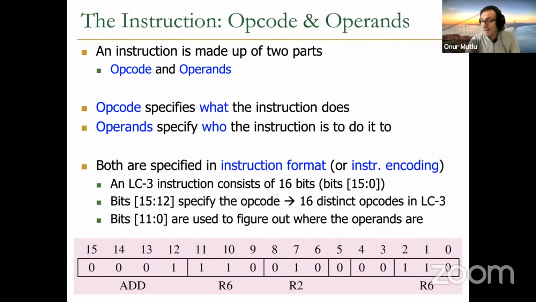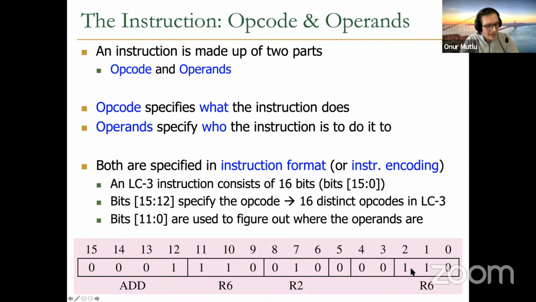Okay, so this is one example encoding of an LC3 instruction. This is an add instruction. You can see, first of all, that we're using 16 bits. The top 4 bits, 15 through 12, are 0001, which specifies that it's an add. This is the opcode of the add instruction. And once you have that opcode, the remaining bits are interpreted as follows. This is the destination register. This is one source register, and this is another source register.